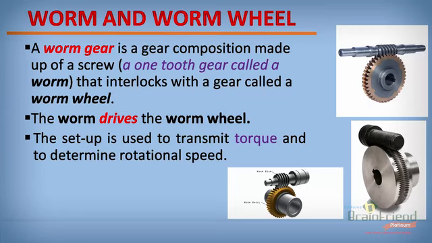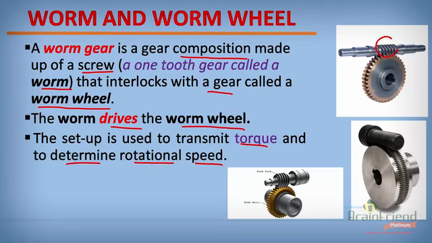Worm and worm wheel. A worm gear is a gear composition made up of a screw, a one-tooth gear called a worm that interlocks with a gear called a worm wheel. We should know that the worm drives the worm wheel, and also the setup is used to transmit torque and to determine the rotational speed in a gear system. This is a worm and this is a worm wheel. The worm drives the worm wheel.